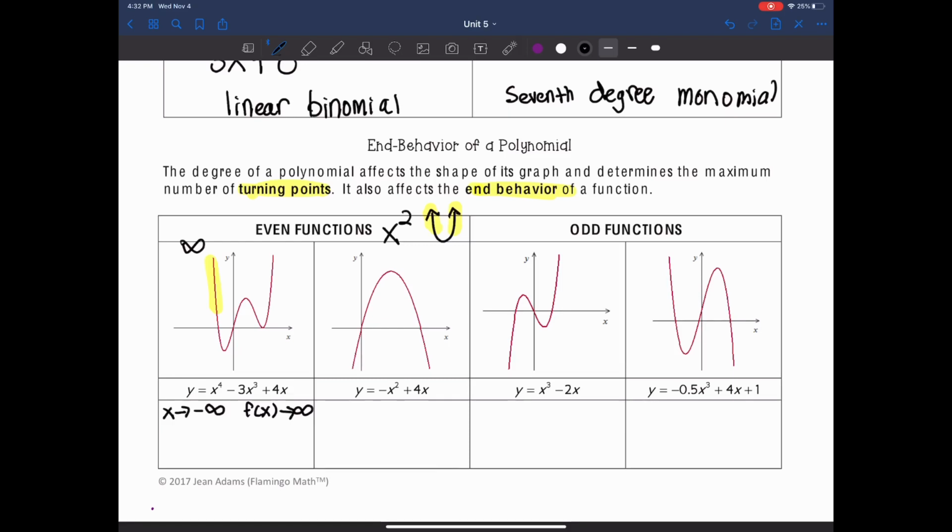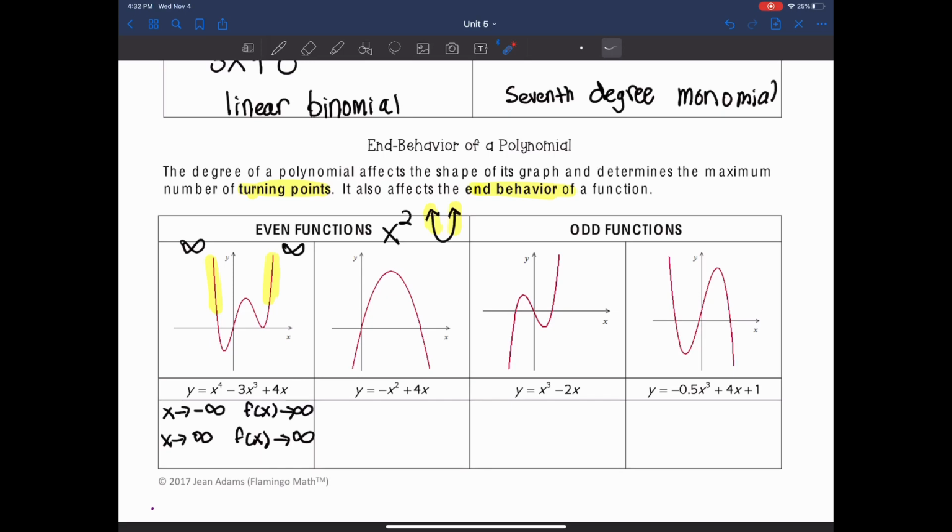Now on the right-hand side, we notice that same exact thing. As we're going to the right, the graph is approaching positive infinity. So the way we're going to write this is we're going to say as x approaches positive infinity, or as we go to the right, the graph, f of x, is also approaching positive infinity. Or in other words, the y value is going up and up and up to positive infinity. Okay?